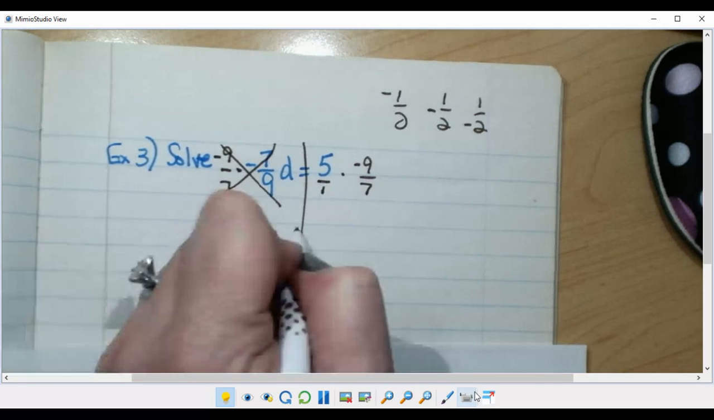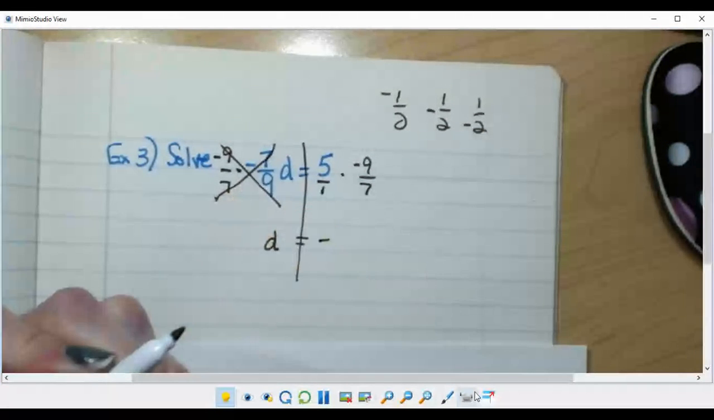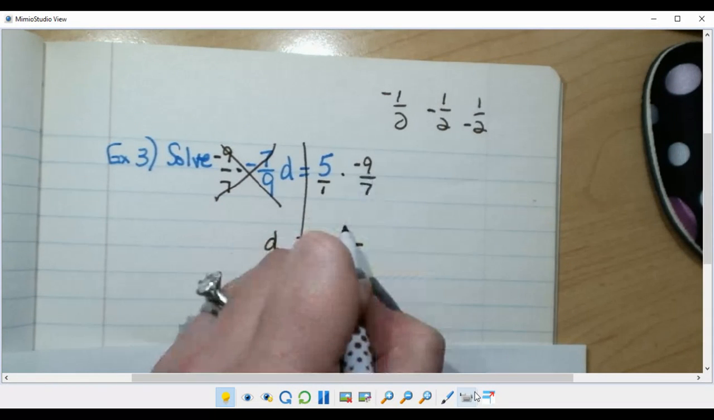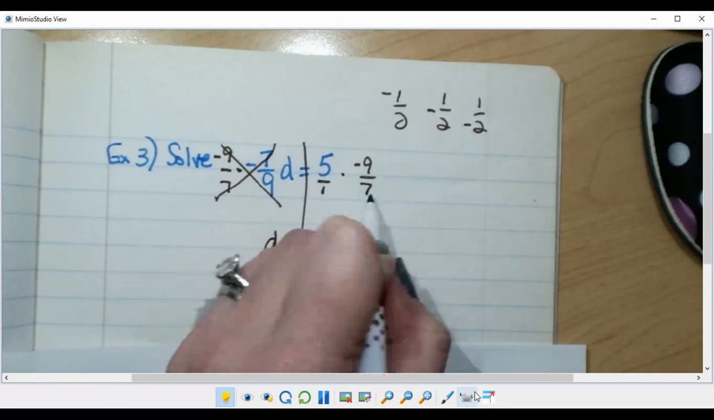On the other side, I see a single sign. Let me take care of that to begin. 5 times 9 is 45. 1 times 7 is 7.